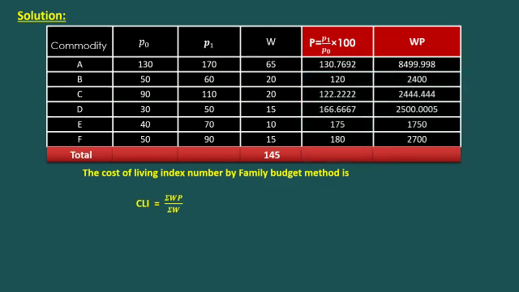Now, we shall add up WP values of all the commodities and we get the total as 20,294.4425. When we substitute these totals in the formula, we get CLI is equal to 20,294.4425 divided by 145, and therefore the answer is 139.9617.